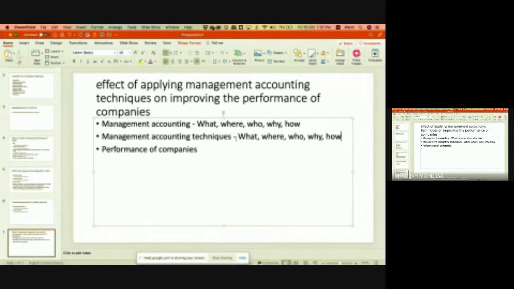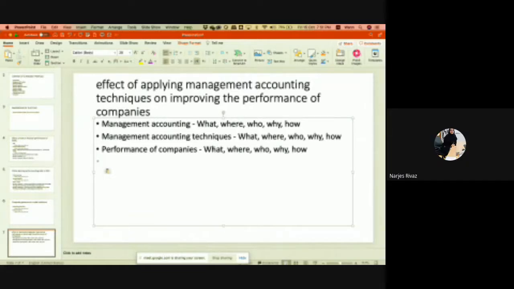And then of course you're talking about performance of companies. In this case you have to elaborate on the concepts of your research. These are the three most important concepts applied in your research. So you have to make sure that you, as the writer, as the researcher, understand what is meant by all these three terms.